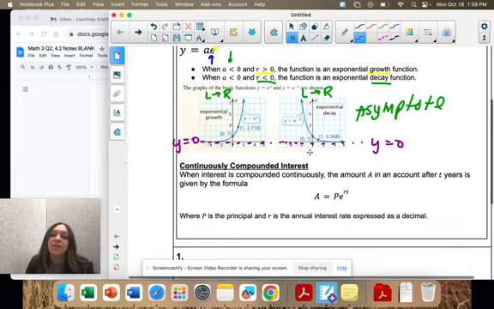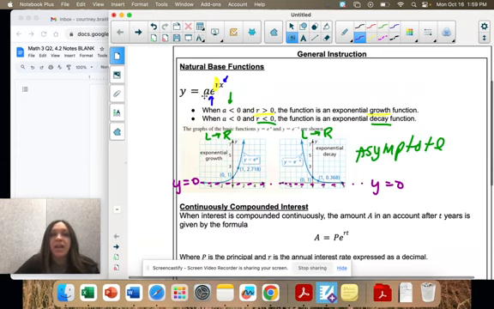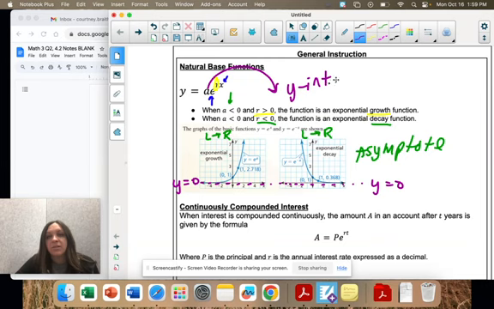Okay, so in this section, you're going to be examining rate. Is it growth? Is it decay? You can tell by looking at the formula. A is also our y-intercept.